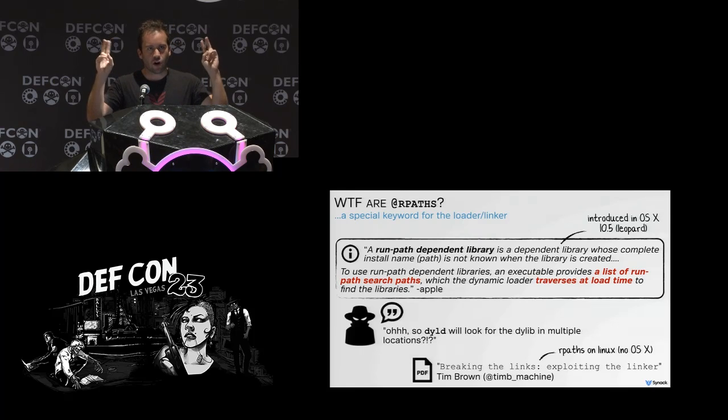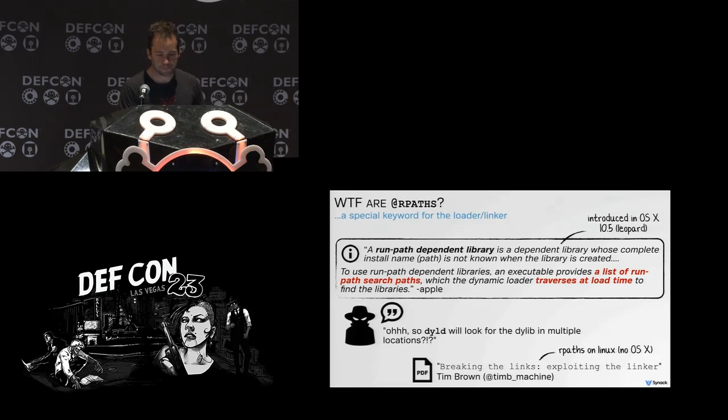So there's two parts to these rpath, run path dependent dylibs. The first is the actual dylib, which is called a run path dependent dylib. A run path dependent dylib is simply a library that doesn't know where it's going to end up on a target system when it's installed. The second piece are applications that link against these run path dependent dylibs. Since the dylibs don't know where they're going to end up, the application has to have some knowledge so that it could tell the loader where to look. So this is exactly what happens. Now, I guess this makes it easier to deploy software, but from an attacker's point of view, we can see this and say, oh, DYLD is basically going to look for dylibs in multiple locations.